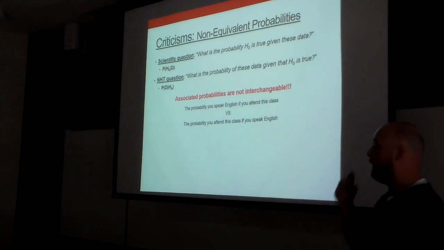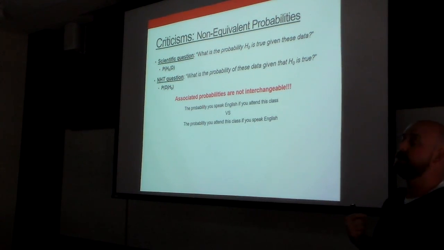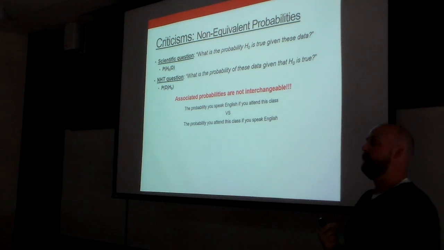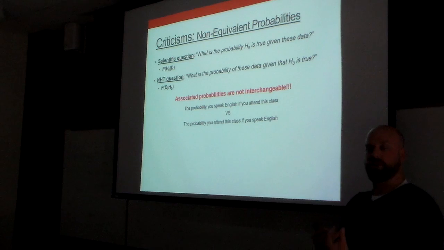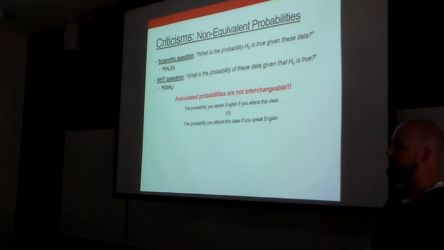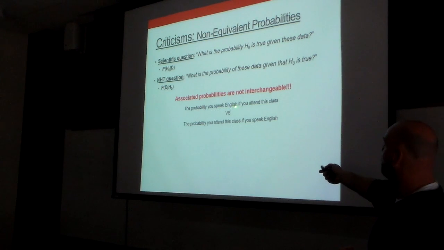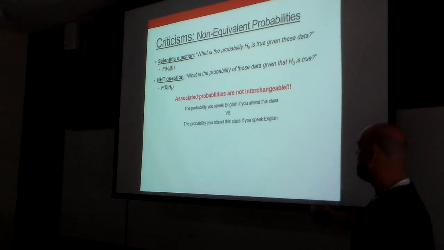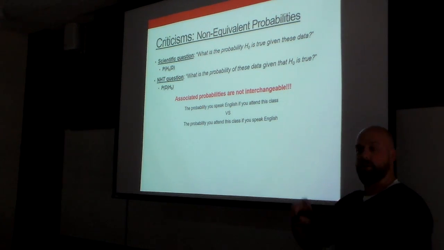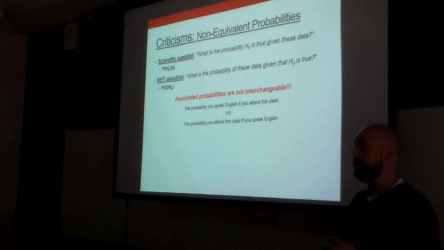So again, and this is a device that's often used in logic, rhetoric, and things like that, right? Let's just start giving examples of this and see if they start to break down, and they do very quickly, right? The probability that you speak English if you attend this class, the probability that you attend this class if you speak English. These aren't reciprocals of one another, right?